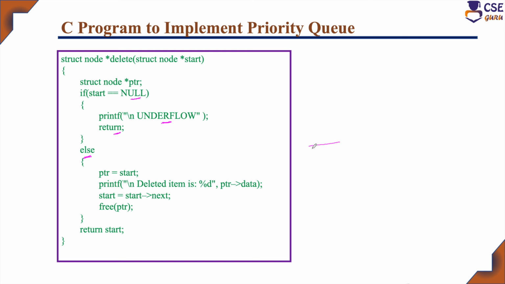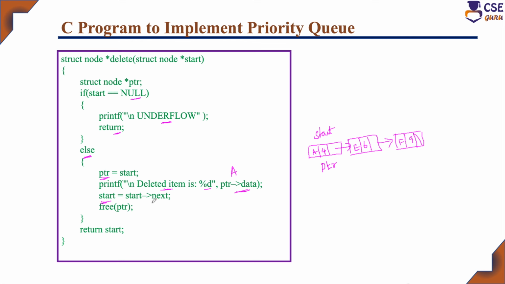For example, I will consider the same priority queue we considered already: A with priority 4, E with priority 6, and F with priority 9. Now, this is actually start. Now, consider PTR as start. Mark PTR as start. And printf deleted item is PTR of data. What is PTR of data? You will print data, which is A.